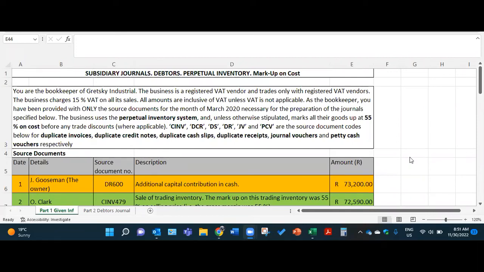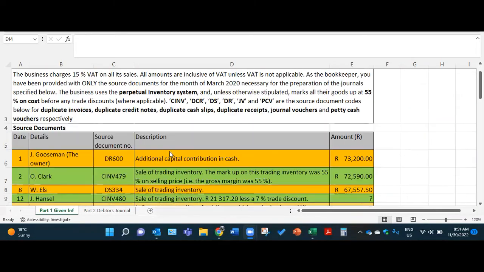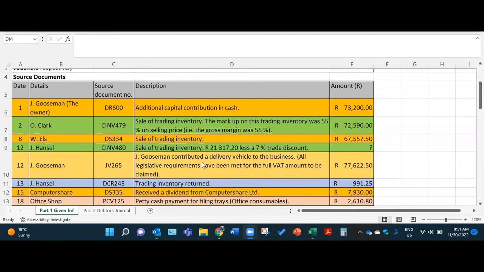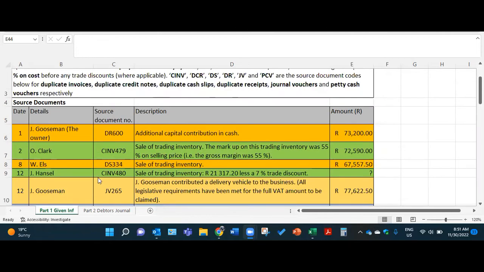Now we are still looking at subsidiary journals, debtors, perpetual inventory when we have markup on cost, and this is part two. Just a quick reminder of what we did in part one. I said there are certain things that you need to do before you even attempt the question, before you start. And what we did is we used different colors to identify the different transactions that must be recorded in the different journals. And the first journal we are going to look at is the debtors journal.